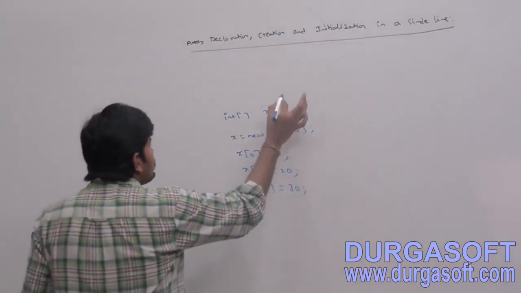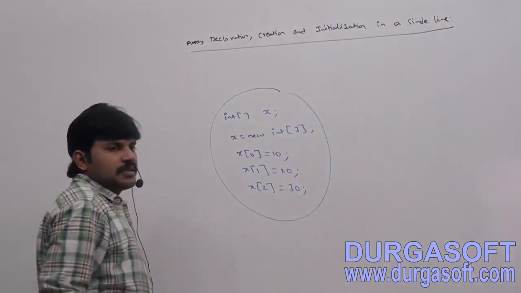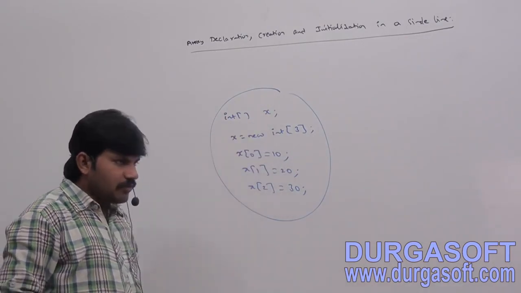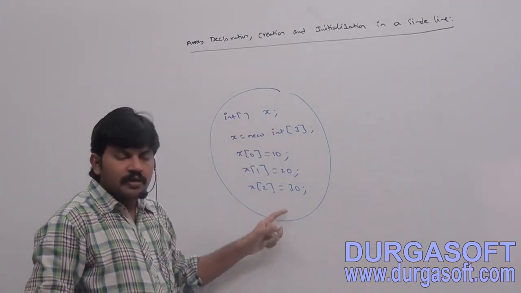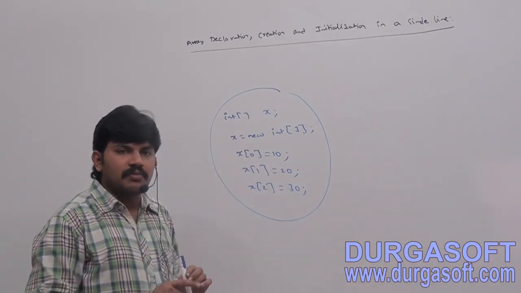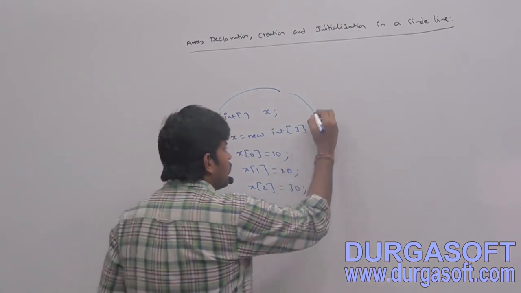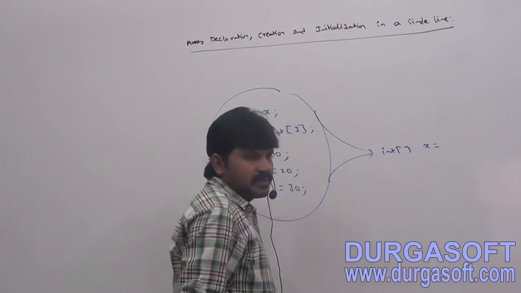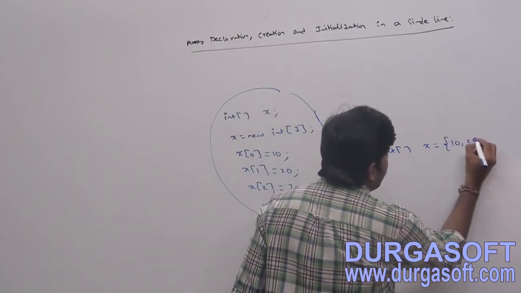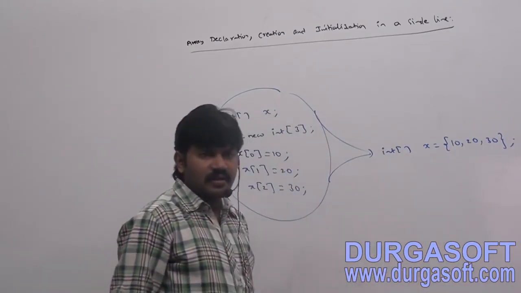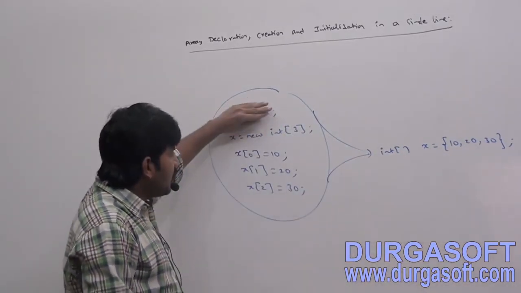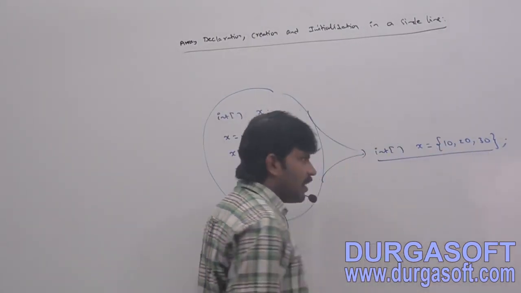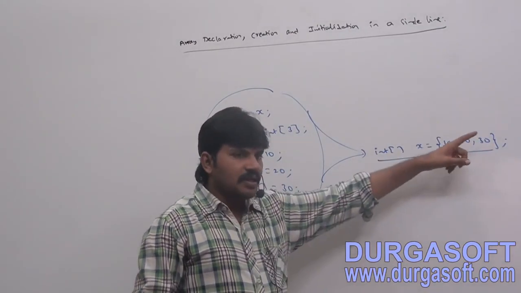So here the array is declared, created, and initialized. In total we used 5 lines of code. If you want, we can convert this into a single line. There is a shortcut representation: int array x is equal to 10, 20, 30. We can represent declare, create, and initialize all in a single line.